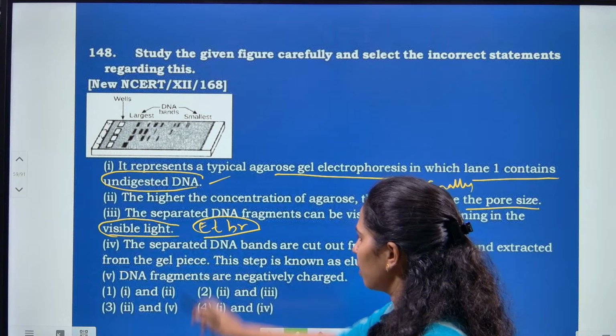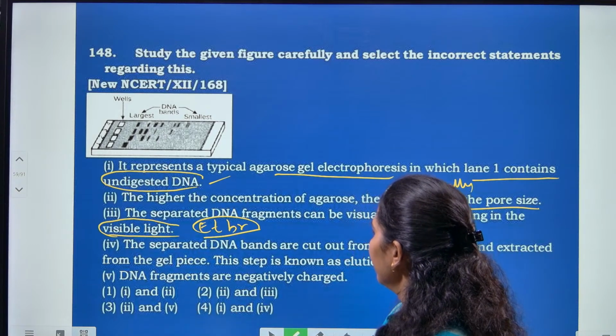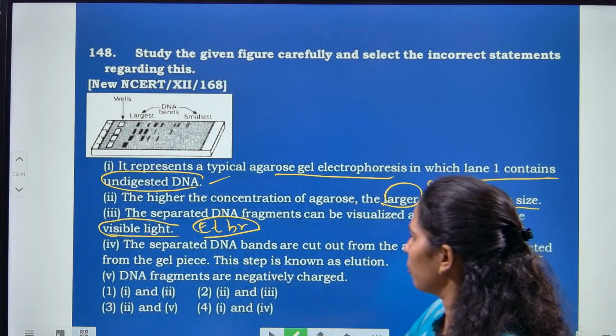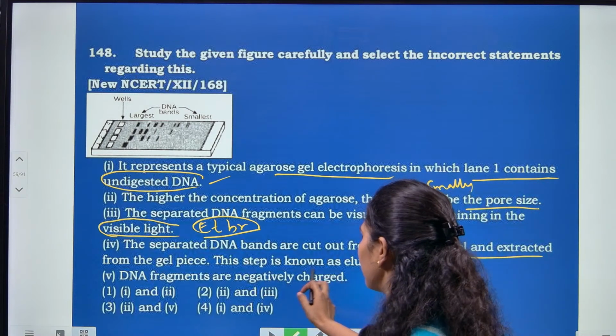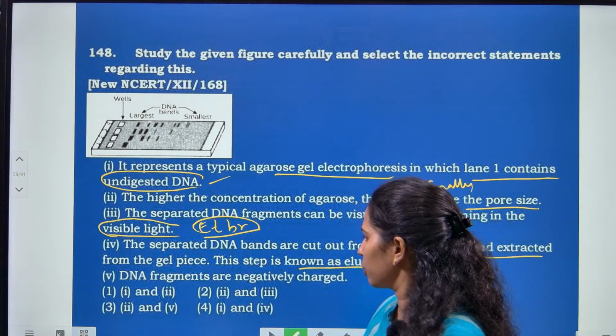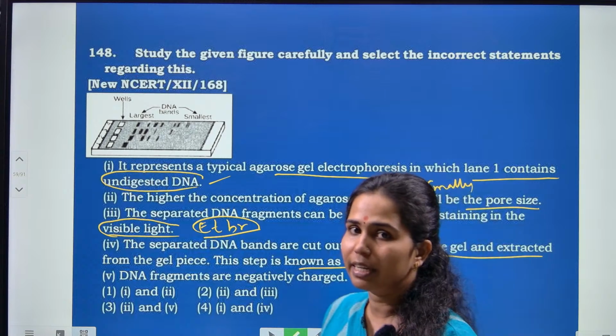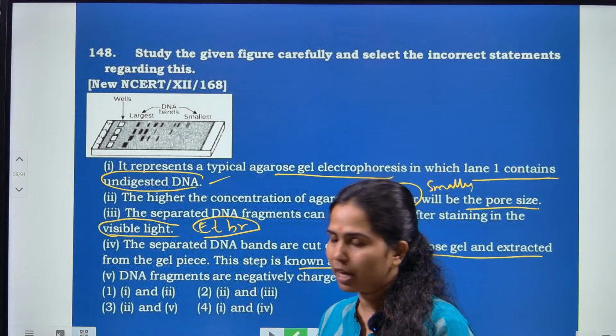Next option. The separated DNA bands are cut out from the agarose gel and extracted from the gel pieces, and this step is known as elution. Yes, they have given the definition of elution. The DNA fragments are negatively charged. Yesterday itself I told you the DNA is going to be negatively charged here.